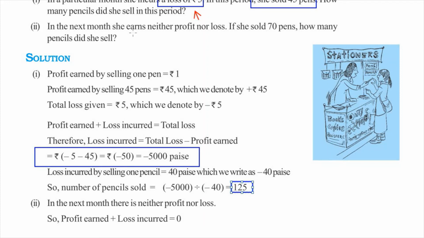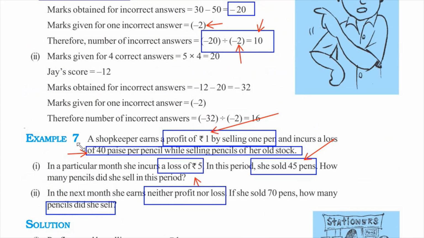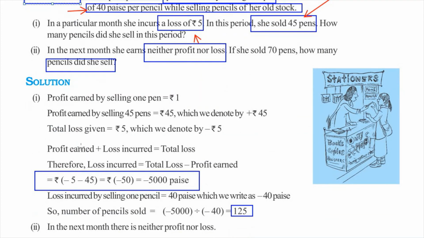Similarly, you can try the next one where the total loss or profit is equal to 0, and you have to calculate how many pencils she has sold. One hint that I can give you, one advice I can give you is, before you go through the solution of the solved examples, attempt it yourself. Only then look at the solution to check your working. This way, the exercises will become very easy for you.